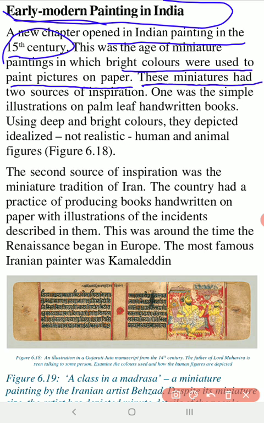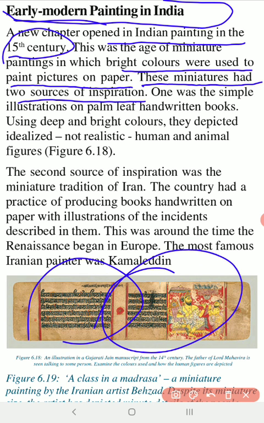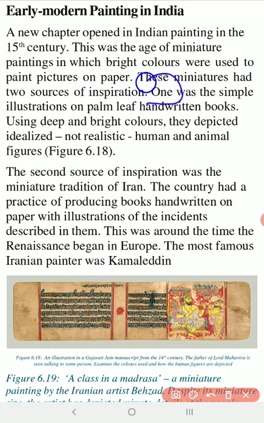These miniatures had two sources of inspiration. These paintings, you see here, are all painted on paper. So they had two sources of inspiration. What was the first inspiration? One was a simple illustration on palm leaf handwritten books.